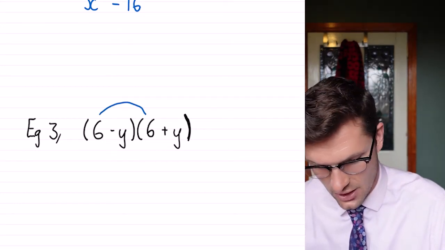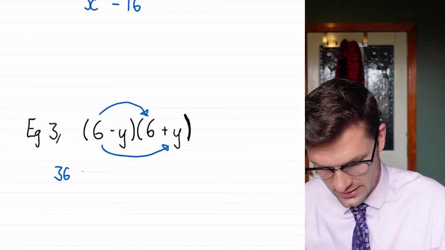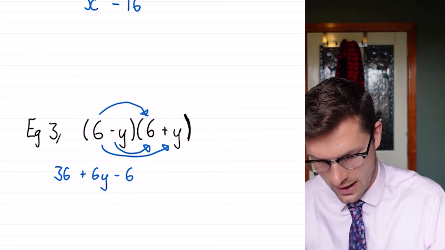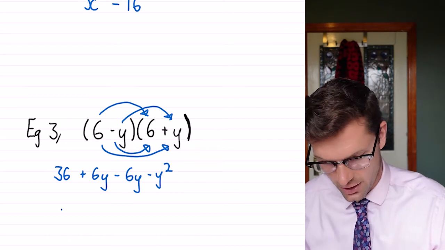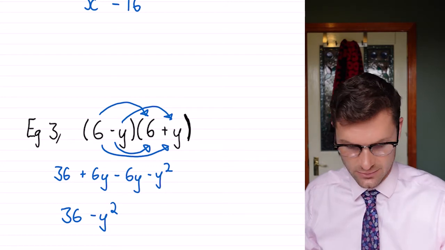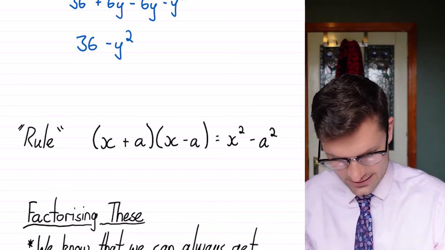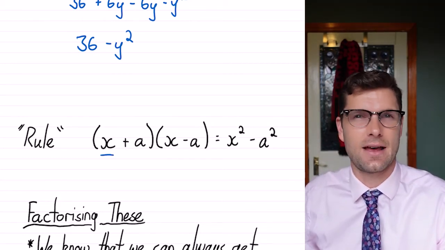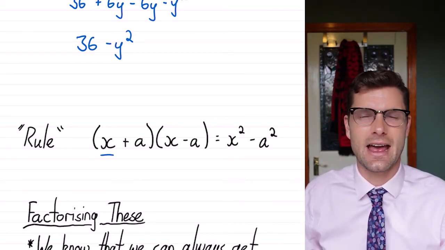So for this one, we've got 6 times 6, which is 36. 6 times y, which is plus 6y, minus 6y, and then minus y squared. So our answer for this one is 36 minus y squared. And that is our final answer for these ones. So the rule for these types of binomial expansions is that (x + a) multiplied by (x - a), the same number a, straight away equals x squared minus a squared.